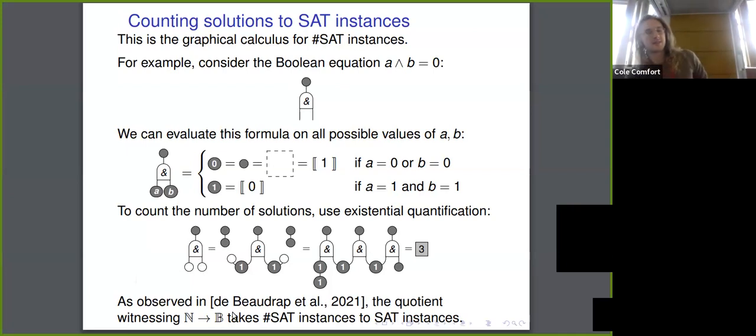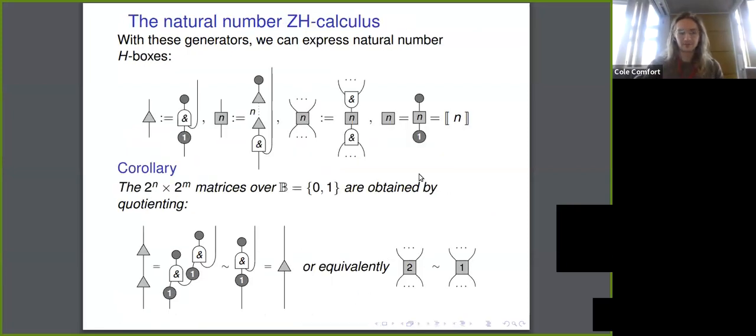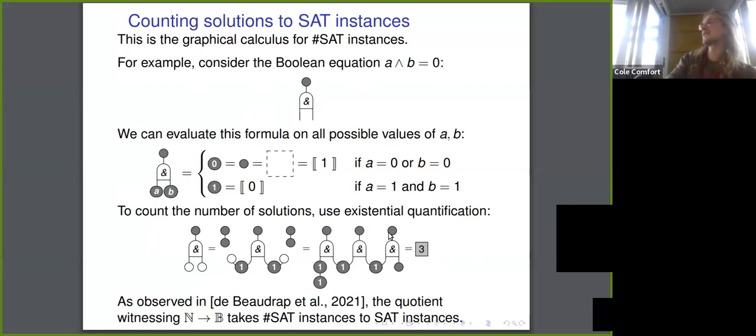And as I mentioned earlier, in the work of de Beaudrap and others, this quotient here is precisely the thing that is needed to get you from counting SAT instances to SAT instances, because it takes you from here, where the number of solutions is 3, to just 1. However, if there were no solutions, then you would still have no solutions.